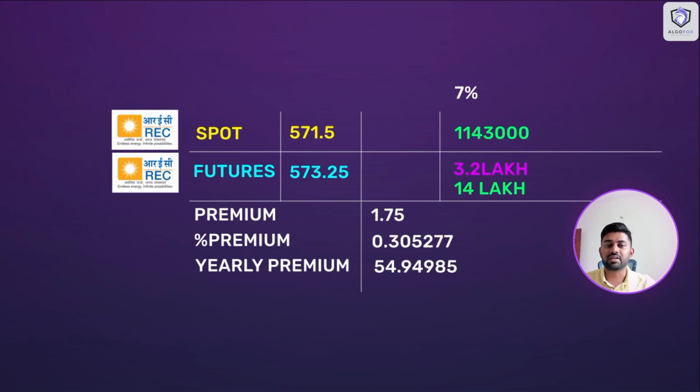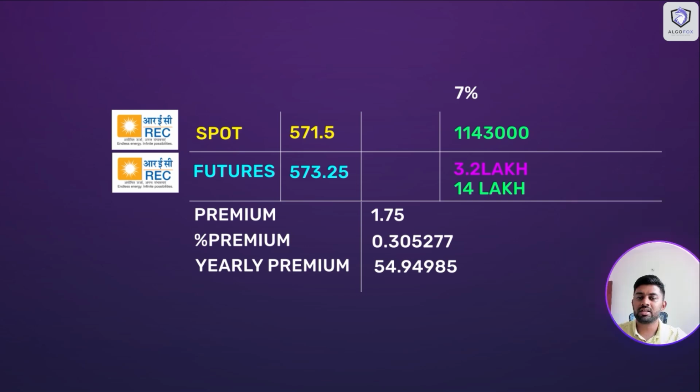And in return, I will get the difference, that is 2 rupees approximately into 2000, that is 4,000 rupees as my returns. So I'm getting 4,000 rupees as my returns by investing 14 lakh. Now this 4,000 rupees is almost risk free. This is a guaranteed return because you will be buying equity and you will be doing a short sell of futures.